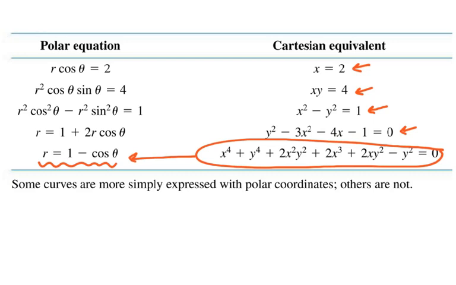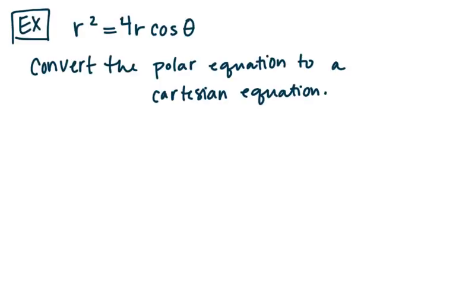So polar notation, we need to understand it and know how to convert between x, y Cartesian equations and r, theta polar equations. So let's do an example. In this example, we're going to convert this polar equation into a Cartesian equation. Here we have r squared equals 4r times cosine theta. So being able to convert this hinges on knowing those identities we established at the start of this video.